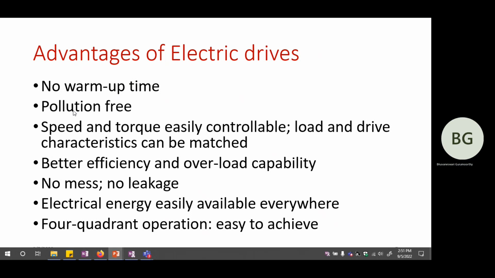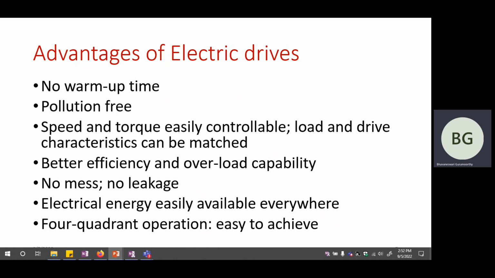Electric drive is pollution free. It doesn't really give any emission of carbon dioxide and other gases. And the efficiency is much better than many of the other kinds of drives like IC engines or steam turbines and so on. Speed and torque are very easily controllable. So we would be able to match the characteristics of the load and the electric drive exactly so that we don't have any spillover. We don't have any oscillation in terms of speed and torque. And if you want to overload the drive, that is possible in an electric drive.